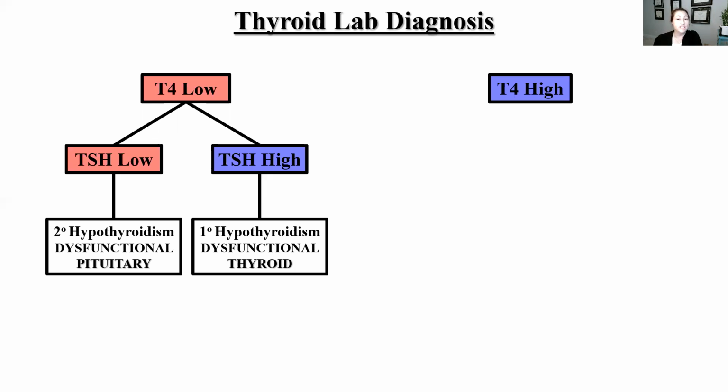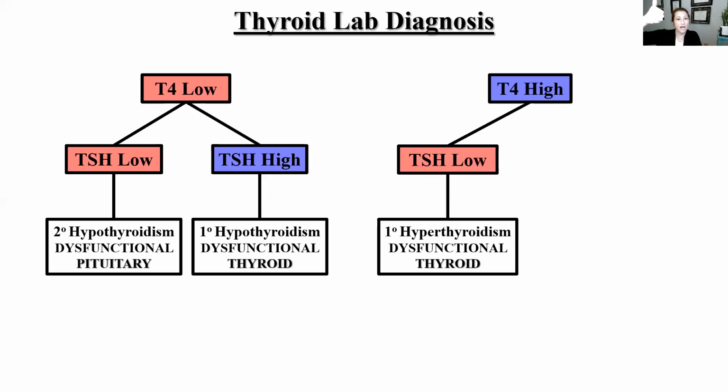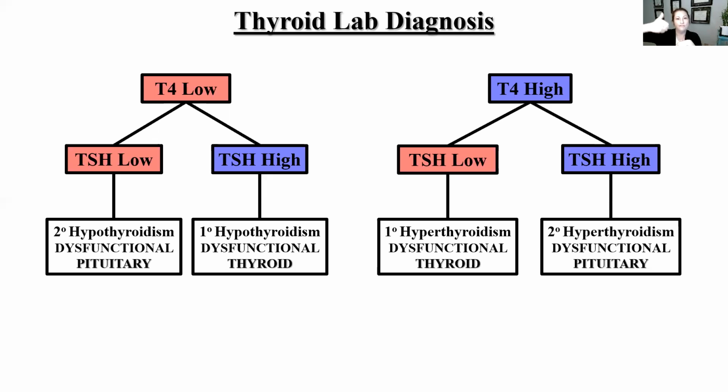Right, next, if our T4 is high, we know it has to be some kind of hyperthyroidism. If the T4 is high and the TSH is low, the pituitary is doing its job. So that's a primary hyperthyroidism. That's a dysfunction at the gland itself. If the T4 is high and the TSH is high, that means the pituitary is not responding properly by turning itself down. So that's going to be a secondary hyperthyroidism.